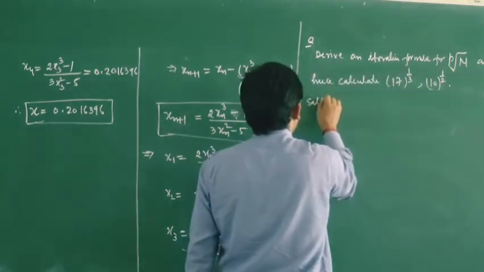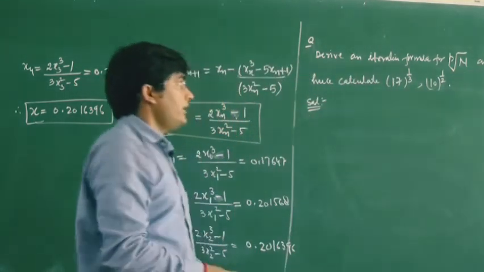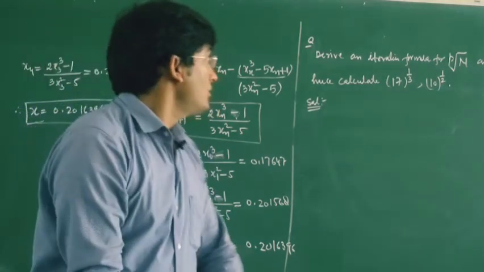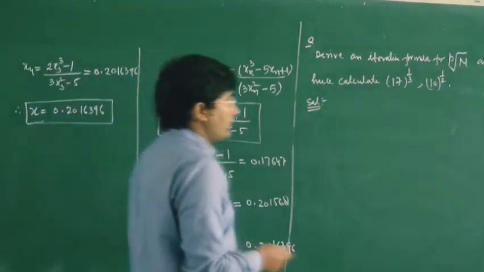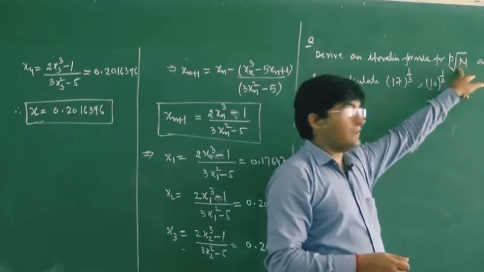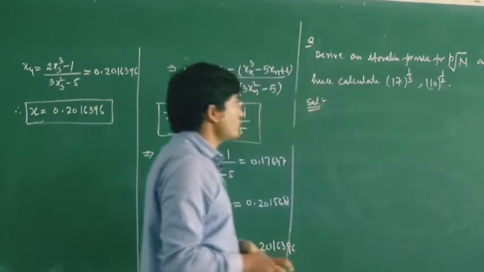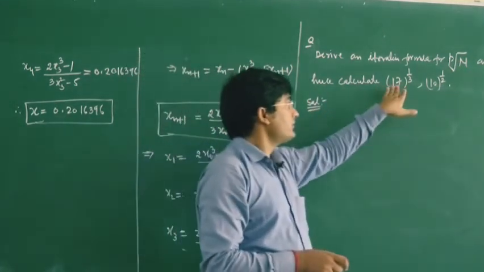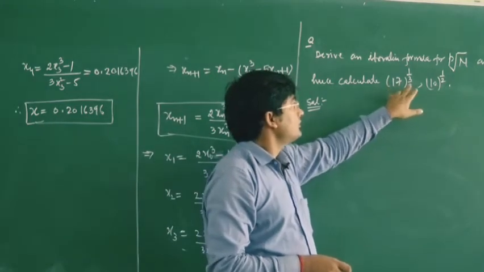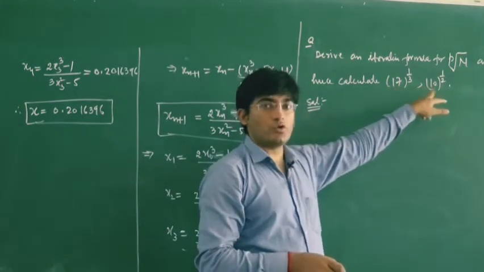Solution. Here we have to derive an iteration formula for the pth root of n, and with the help of this iteration formula we will have to calculate the cube root of 17 and the square root of 10.